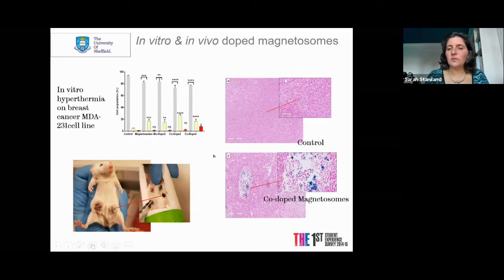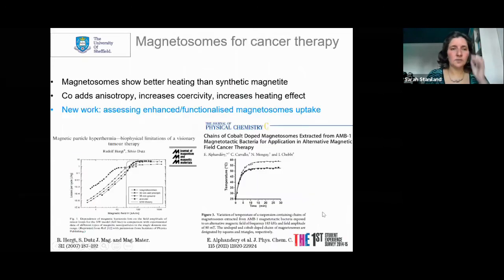She also did a little bit of work in vivo, and you can see actually that the cobalt doped magnetosomes make their way into the tumours. And actually, the tumours don't grow as much when there is the cobalt doped magnetosomes present and there is hyperthermic heating. We didn't do enough of this work for it to be good enough to publish, but it's really promising starting work.